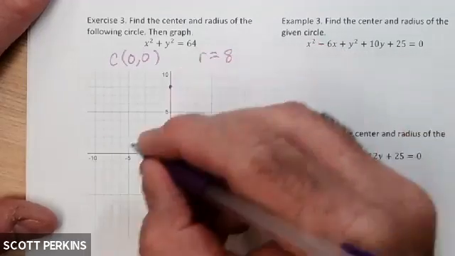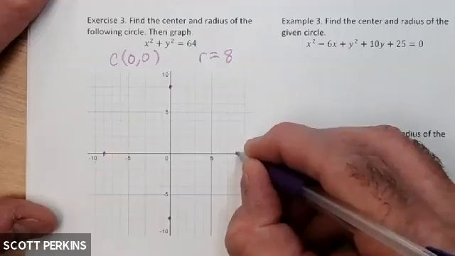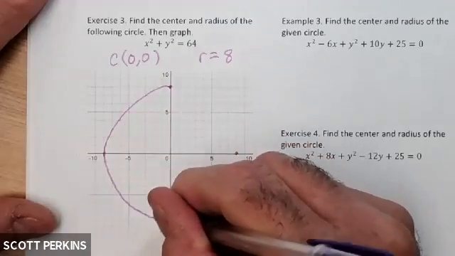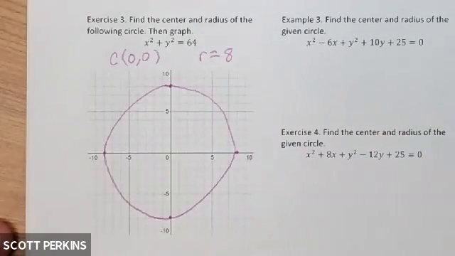So 8 up, 8 left, 8 down, 8 right, and faster's better. I just learned that. Oh, no, it's not. Not with the big circles. Okay, there we go. That's my circle.